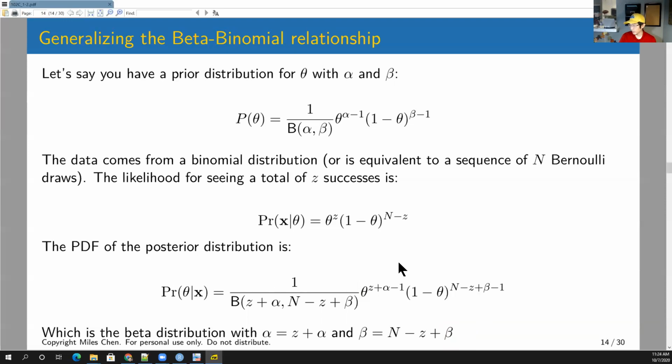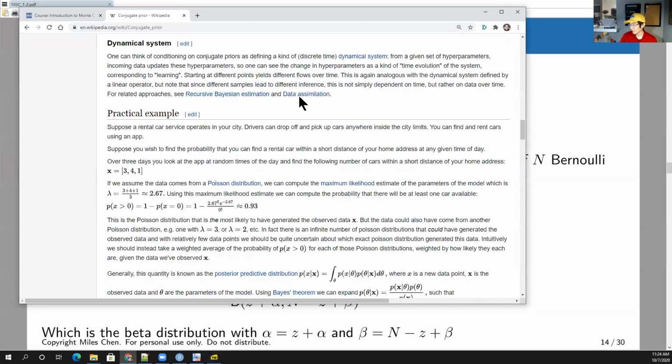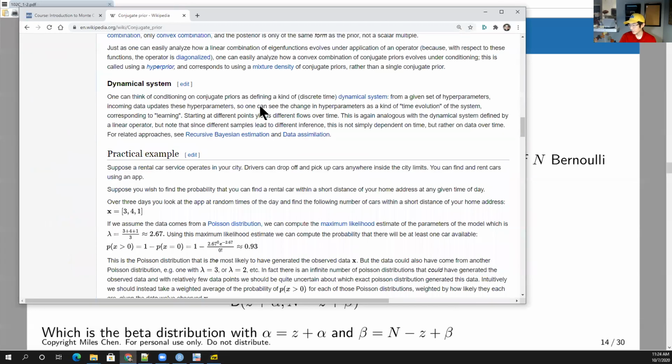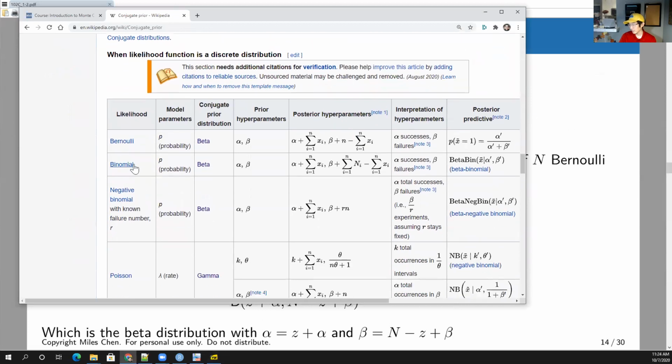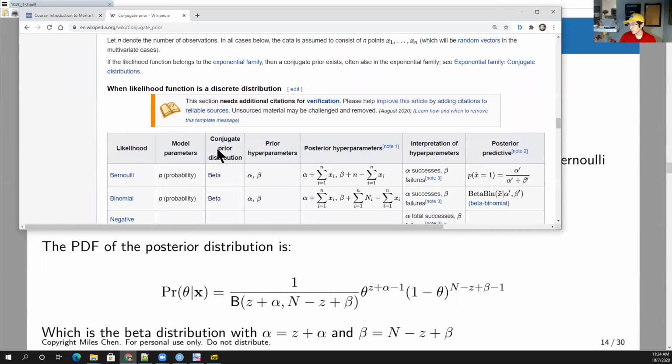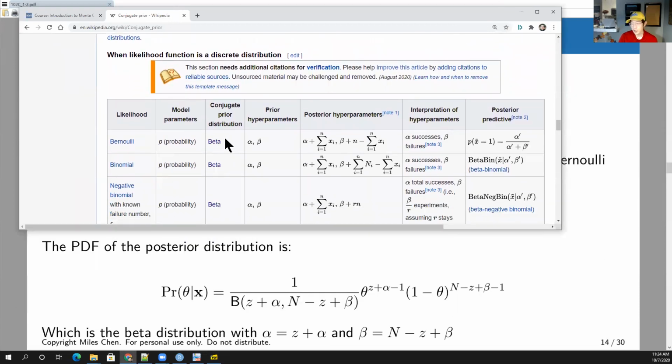Overall, this is our beta distribution. This is summarized also in this Wikipedia page on conjugate priors. And it's basically saying that if your likelihood comes from either Bernoulli or binomial, and your prior distribution, the conjugate prior distribution, is a beta distribution, and the parameters you use in your prior distribution are alpha and beta to just define your prior distribution, then after you update it with the data you have seen, the new parameters that you're going to get are going to be z plus alpha, which is expressed here as alpha plus the sum of the x's.